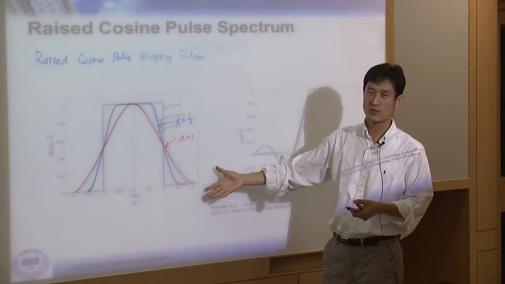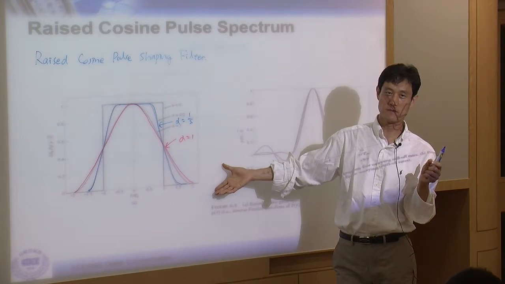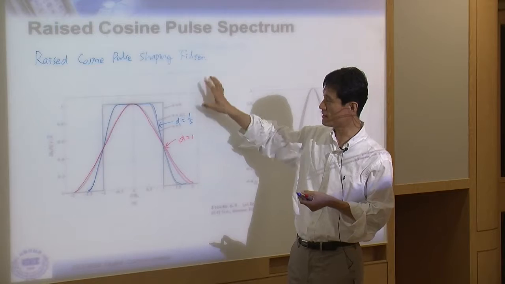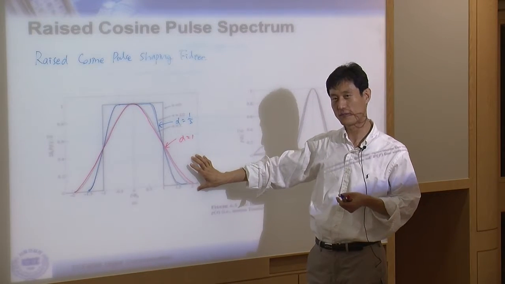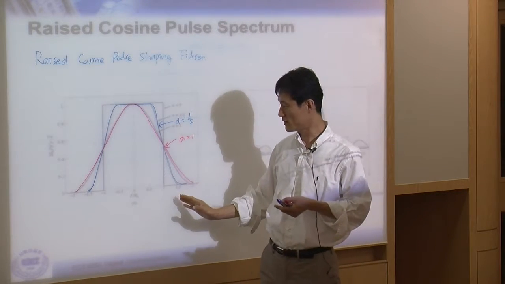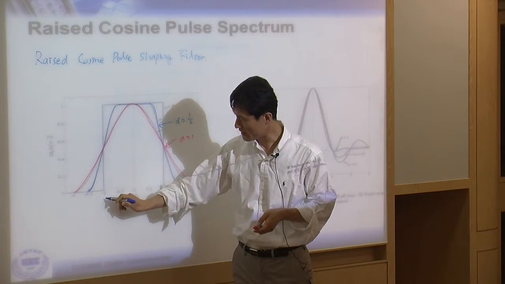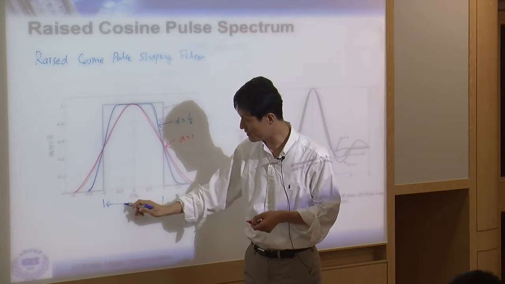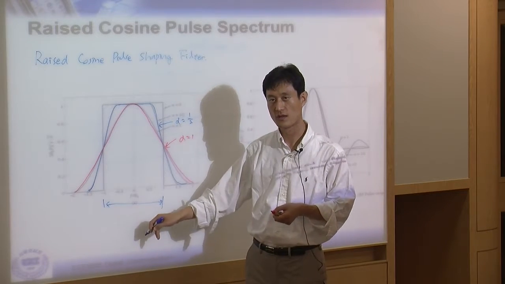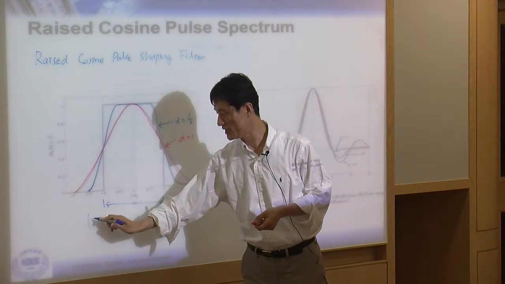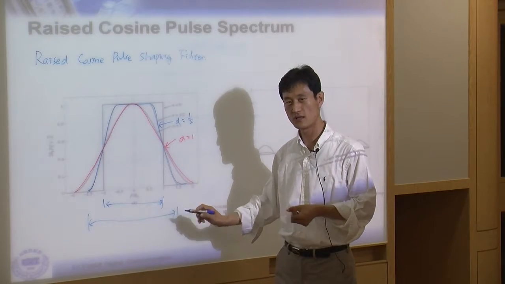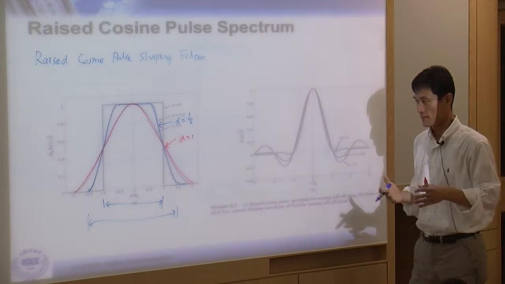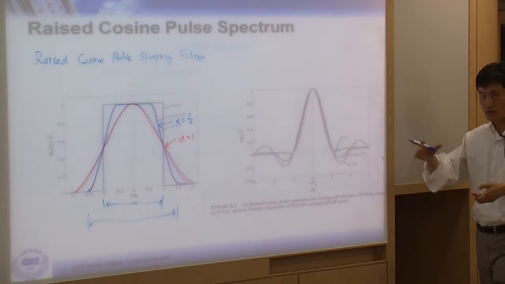Once you have this, we have a little bit of a problem. Compared to the Nyquist channel, this raised cosine has a problem. The Nyquist channel has the rectangular pulse, so you're going to need only this spectrum, this bandwidth. But with this raised cosine, you need a little bit more bandwidth, right? That's one problem. But anyway, that's what it looks like.